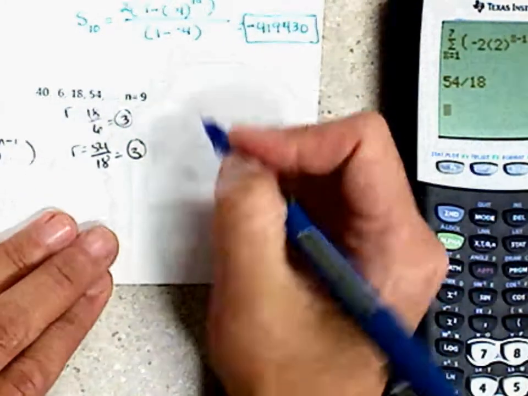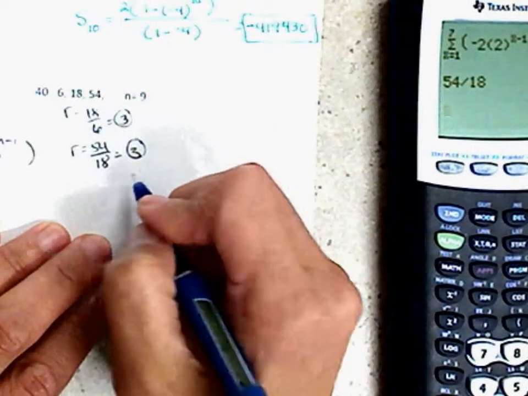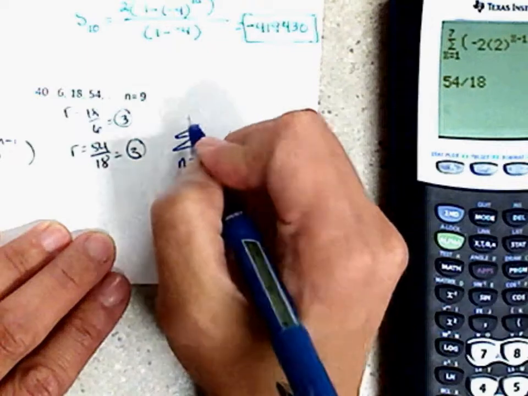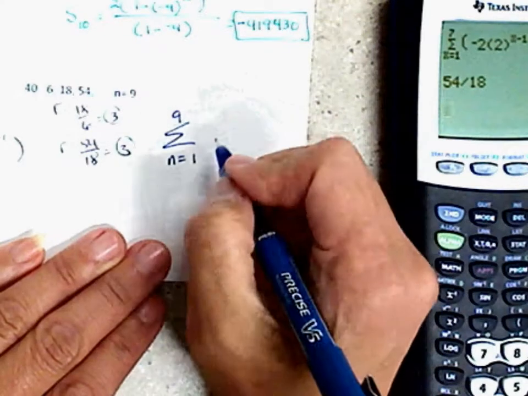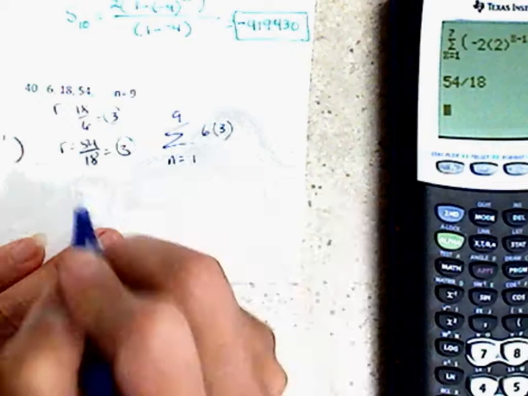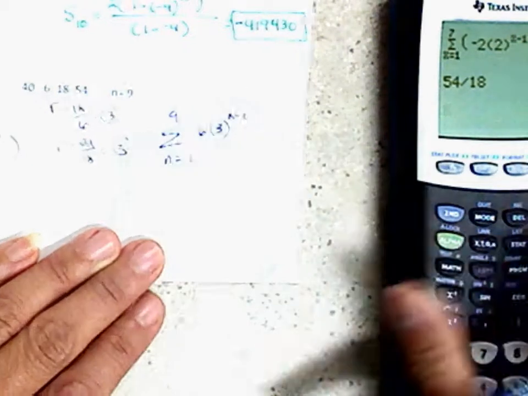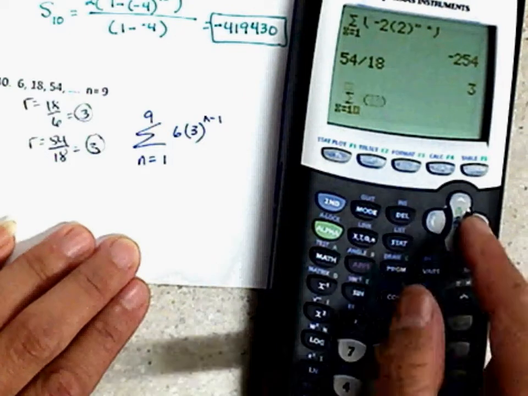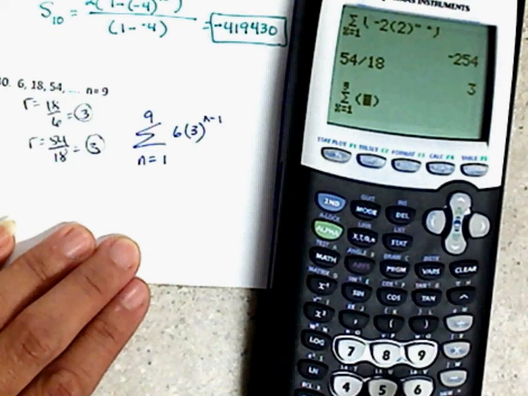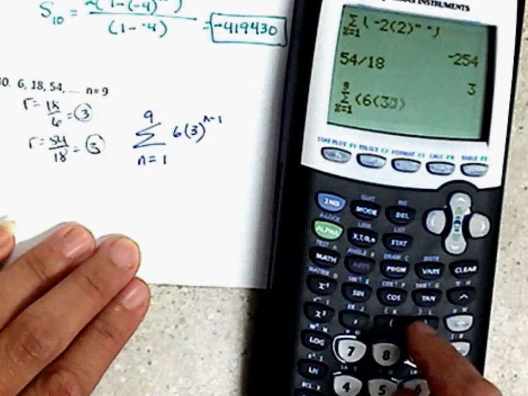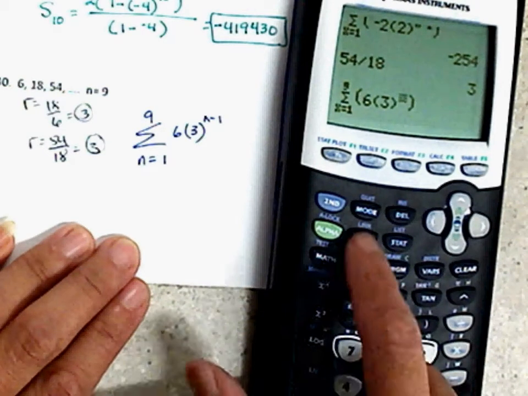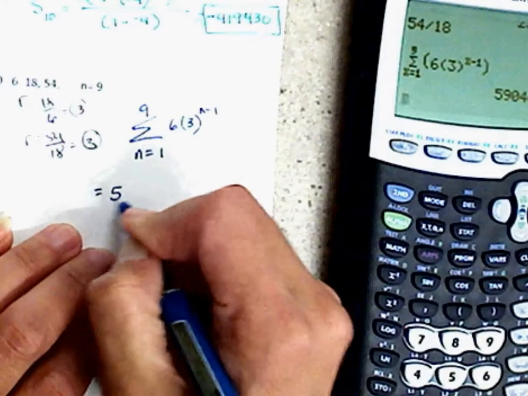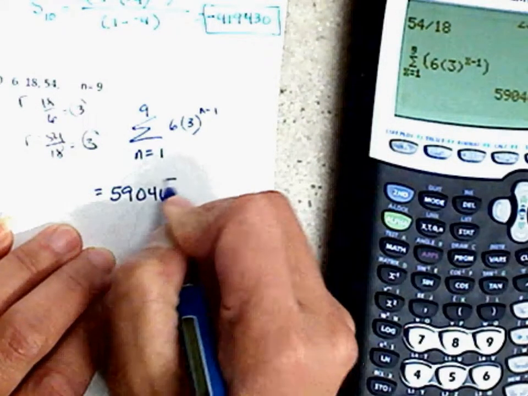So, let's do the sigma. N equals 1, going to the 9th term. My first term is 6. R is 3, n minus 1. Okay? Alpha window 2, x1, going to the 9th term. First term is 6, times your ratio of 3, common ratio, x minus 1. That comes out to be 59,046. And here you have your page 3.